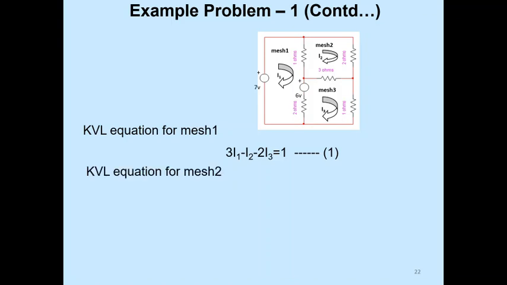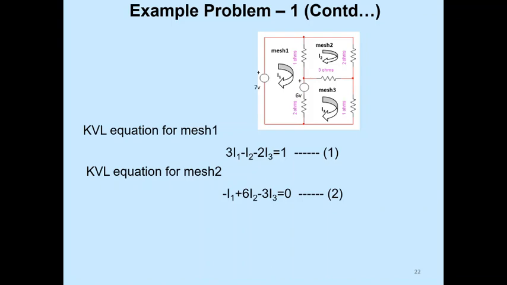Next, the second mesh. In this there is no voltage source, but the current is 1 into (I2 minus I1) plus 2I2 plus 3 into (I2 minus I3). By solving this, we get minus I1 plus 6I2 minus 3I3 is equal to 0. This is the second mesh equation.